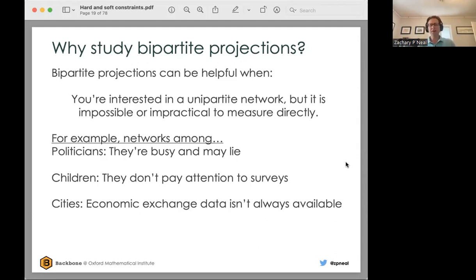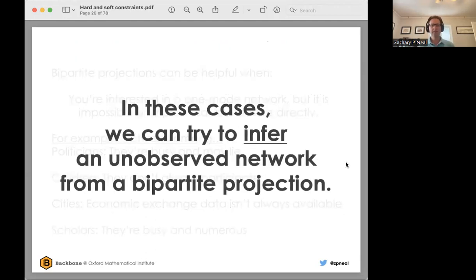And so in each of these contexts and many others, bipartite projections offer us one way to use more readily collectible data to make some inferences about what some underlying unipartite network might actually look like. And so in these cases, we can try to infer an unobserved network we're actually interested in from a bipartite projection.